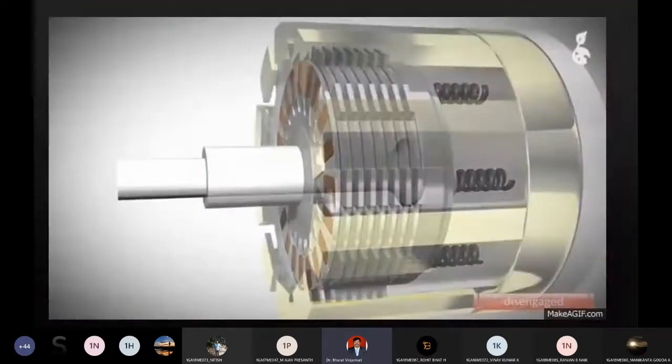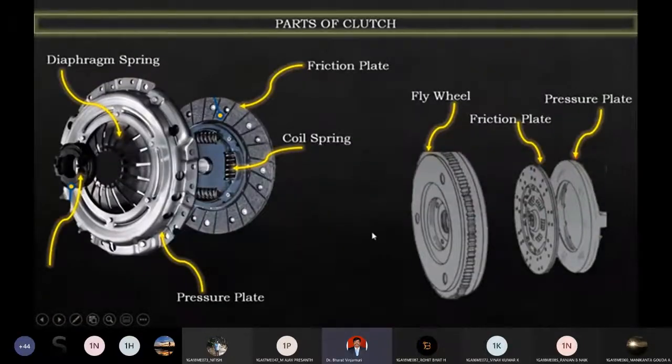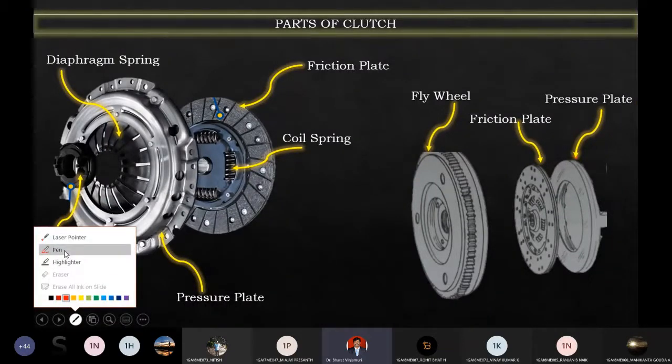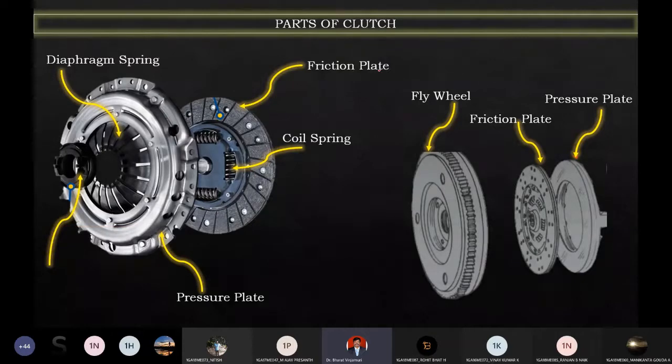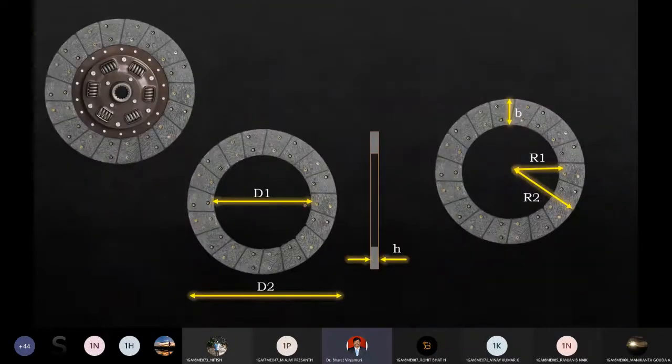Okay, what we have done till now, very quickly, I'll recap. Parts of the clutch we have studied. What are the different parts of the clutch? How does the clutch work? The main important thing in the clutch is the friction plate. This is the most important. Now, how it works, we have already seen. Also important is the diaphragm spring.